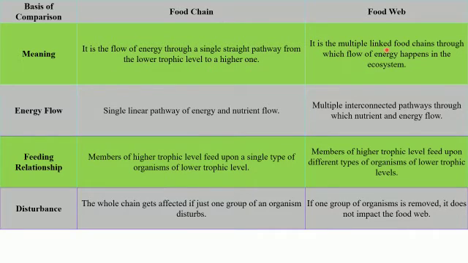A food web is the multiple linked food chains through which flow of energy happens in the ecosystem. So here you will have a number of animals at every level and they all are interlinked.